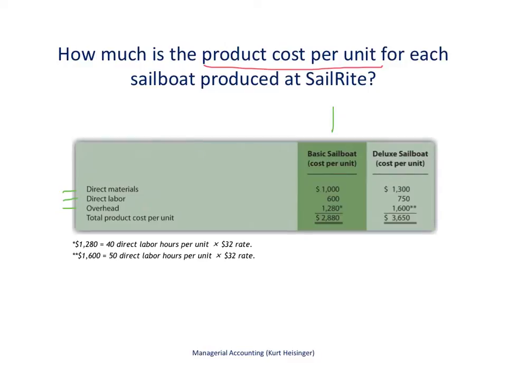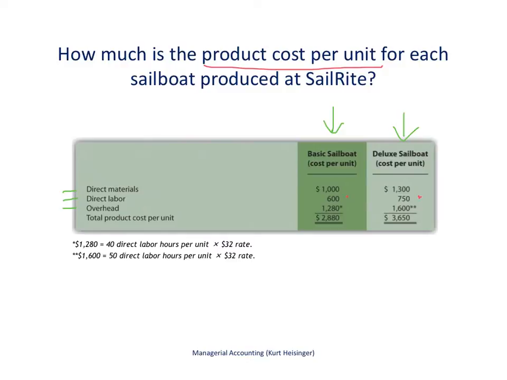Here are the two boats that we produce, the basic and the deluxe. You're given the direct materials cost information, so it's $1,000 for the basic sailboat and $1,300 for the deluxe sailboat. Again, go back to our job costing videos if you'd like to see where that information comes from in general. Direct labor is also given for each product, $600 for the basic sailboat. You see that right here, and $750 for the deluxe sailboat.